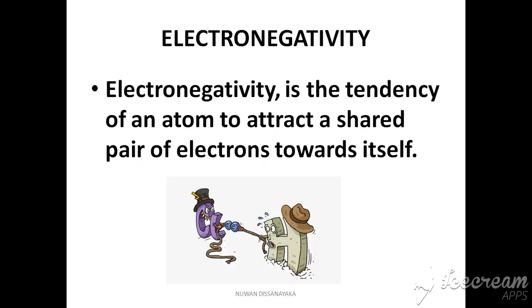So the definition says that electronegativity is the tendency of an atom to attract a shared pair of electrons towards itself. You know that when they form a covalent bond, for example this hydrogen atom and this chlorine atom, covalent bond means sharing electrons. When they share electrons, they still like electrons, which means they have some attraction towards electrons. That's what we call electronegativity.